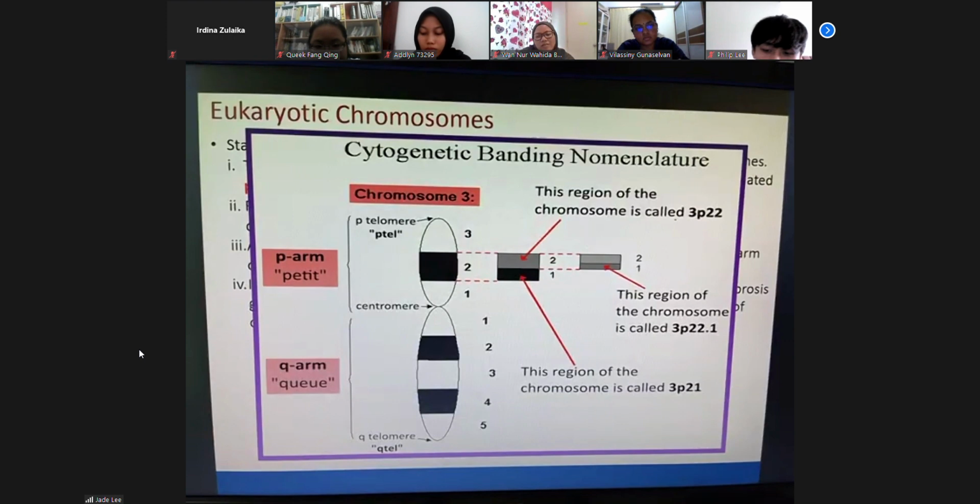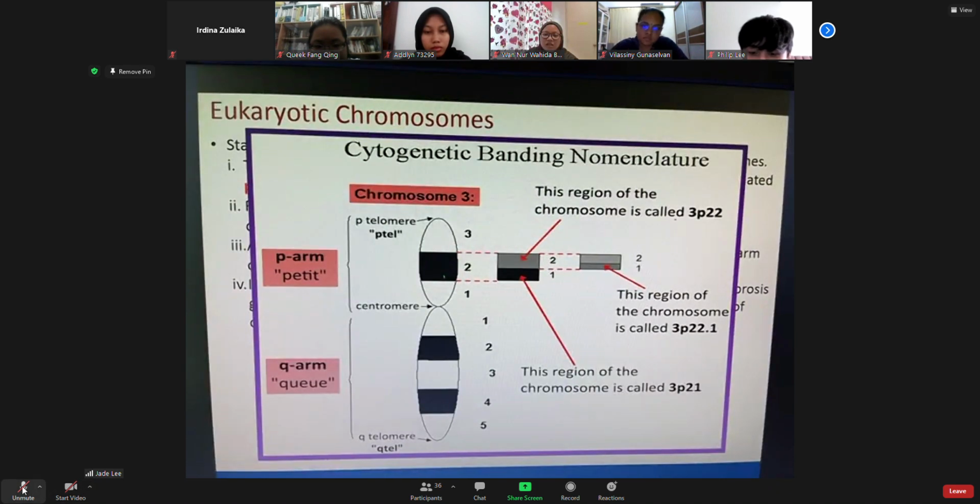Contohnya, the region of chromosome is called 3p22. Okay? Kenapa dia panggil 3? 3 maksudnya kromosom 3. And then, kenapa dia P? Kerana dia terletak pada P-arm. And 2, kenapa dia panggil 2? Kerana dia pada region 2. Dia region 1, 2, 3 kan? Betul? So, dia pada region ini kan? Boleh faham? Yes, doktor.